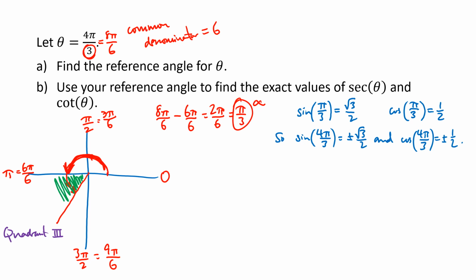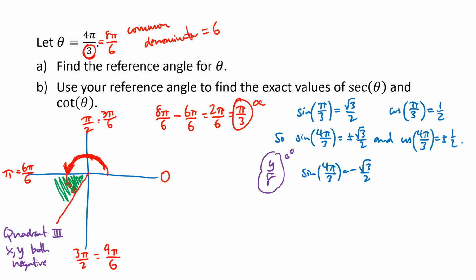So which is it, plus or minus? Well, in quadrant 3, x and y are both negative. Now, I don't know what x and y are. I don't have enough information in this problem to figure out x and y, but I do know that they have to be negative numbers. Sine of 4 pi over 3 is y divided by r. So that's going to be a negative number divided by a positive number. So that means that the sine of 4 pi over 3 is negative radical 3 over 2.